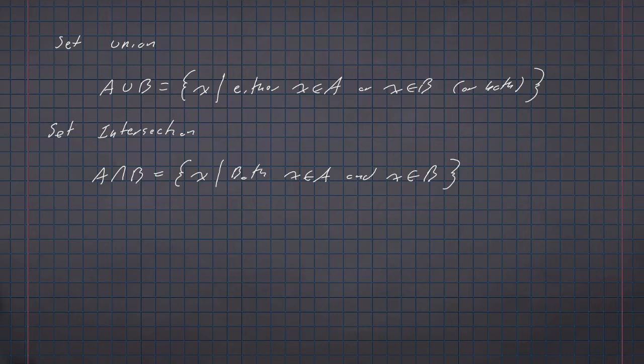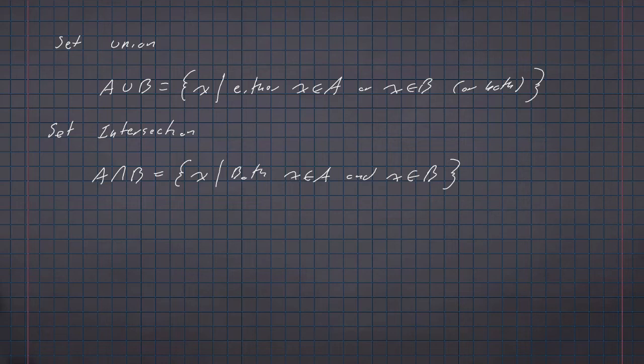Talking about sets, another thing that we commonly look at are the set union and set intersection. The union of two sets A and B is the set of all elements X such that either X is in A or X is in B or both. Set intersection, A intersect B, is the set of all X such that both X is in A and X is in B. Again, the definitions that you're familiar with.